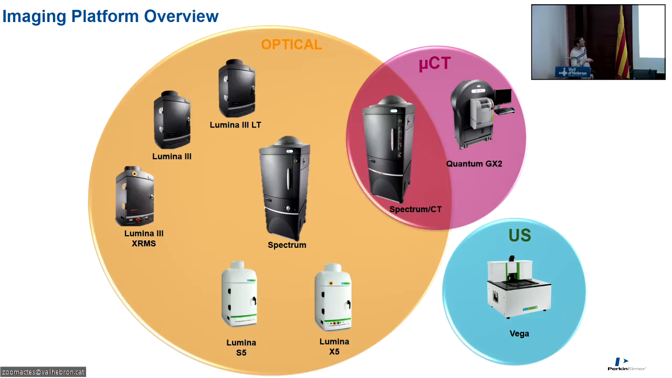And we have also systems that stand on the floor and that are able to do optical imaging in both 2D and 3D. One of them is, let's say, added with micro CT, so it's called the Spectrum CT. We also have a standalone unit called Quantum GX2, and the new entrance is the ultrasound system called the Vega.